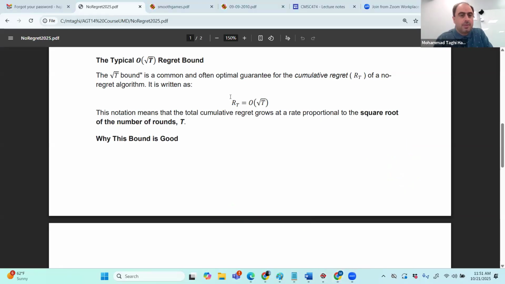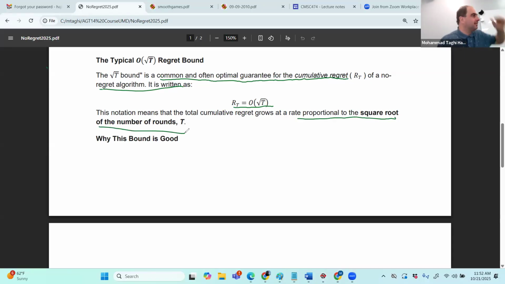Good. The typical bound that we will get for the regret is a square root of T bound. This square root of T bound is the common and often optimal guarantee for the cumulative regret R_T of no regret algorithms. What is that? We say that the total cumulative regret grows at a rate proportional to the square root of the number of rounds.